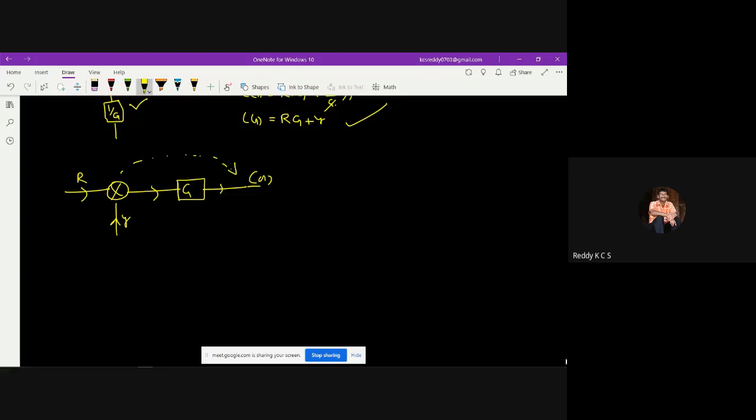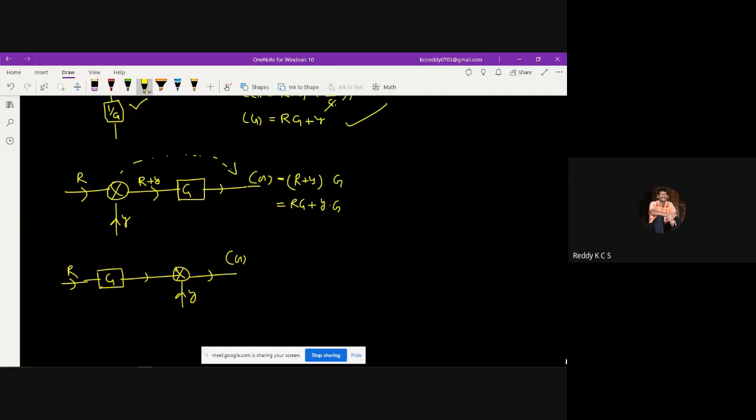Now look at the output. What is the actual output of the system? If I look at this, R plus Y is the output of this summing point, then C of S is equal to R plus Y into G. So RG plus YG I'm going to get. So if I just simply shift without changing, what will happen? I look at this R into G, here is my summing point, and then this is going to be Y. So I have shifted now.